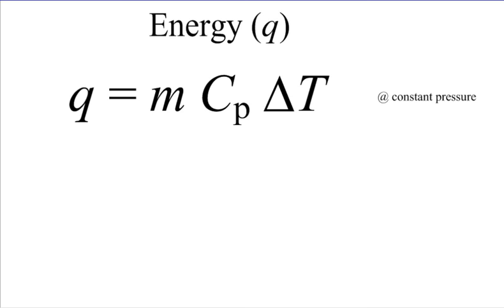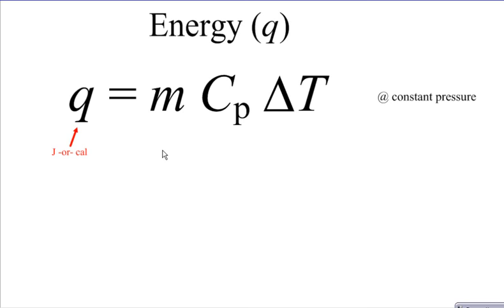Energy can be calculated using a formula, an old friend of ours from general chemistry or from pre-AP chemistry. Q equals mc delta T. Actually, let's start at the front. Q is energy, so that's going to be in joules or calories.